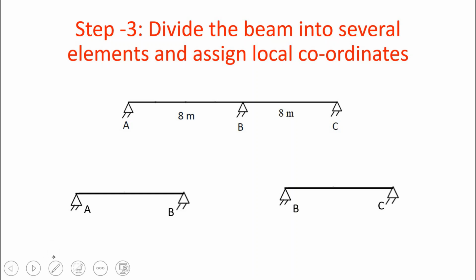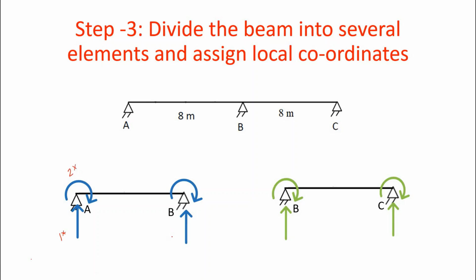Now we will assign local coordinates for each element. Local coordinates are assigned like this: vertical or shear at A and moment at A, shear at B and moment at B, and then shear at B, moment at B, shear at C and moment at C. For naming the local coordinates, I could use 1 star, 2 star, 3 star, 4 star, but in later steps we will be using these values and the numbers may get confused with the global coordinates. So instead of 1 star, 2 star, I'm just writing VA, MA, VB and MB. So these are the local coordinates corresponding to shear at A, moment at A, shear at B and moment at B, and here VB, MB and VC, MC. I'm just naming the local coordinates in this manner.